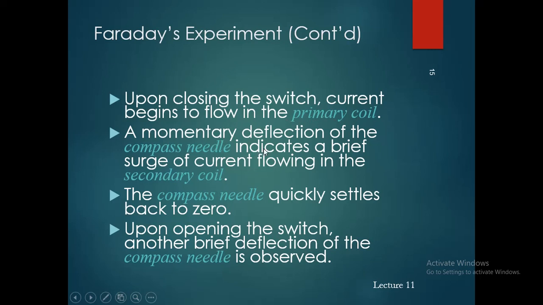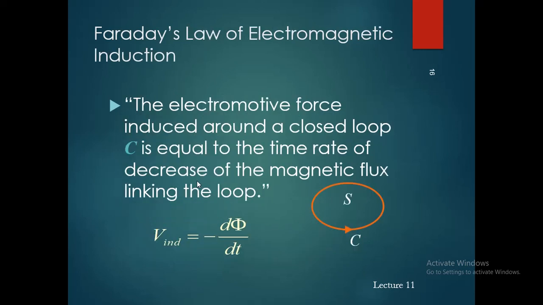A momentary deflection of the compass needle indicates a brief surge of current flowing in the secondary coil. The compass needle quickly settles back to zero. Upon opening the switch, another brief deflection of the compass needle is observed. Based on that, we write the induced EMF V equal to minus d phi by dt, where phi is the flux.